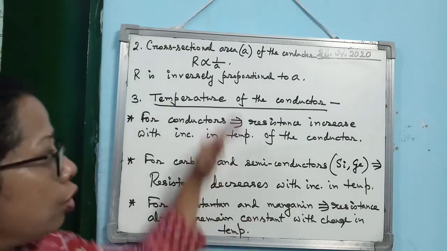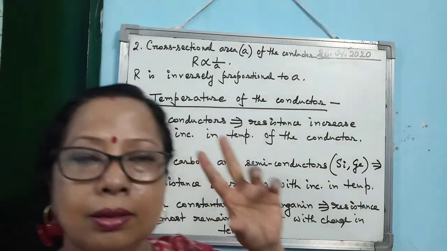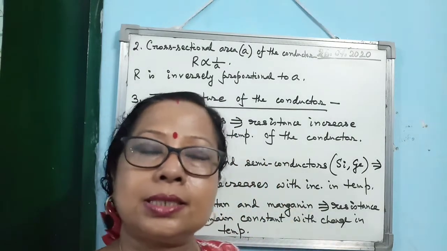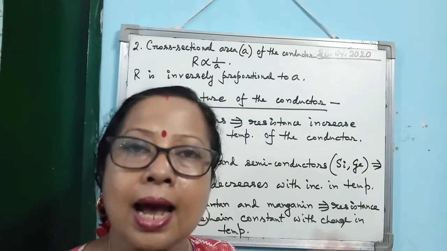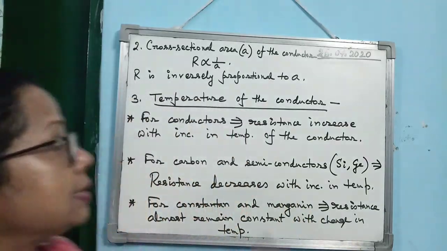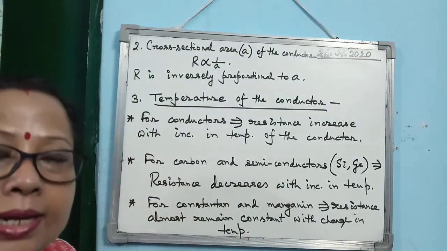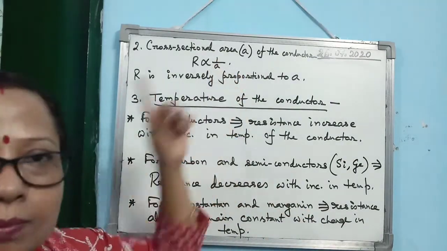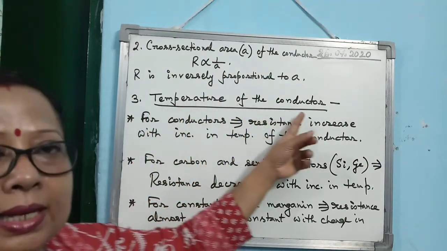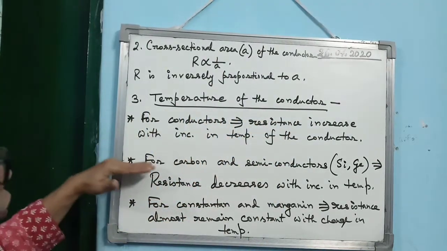Alright. So far we have learned three factors on which resistance depends. First is the length, R is directly proportional to L. Second is the area, R is inversely proportional to area, so R is proportional to 1 by A. Next one is temperature. For temperature there are three cases.